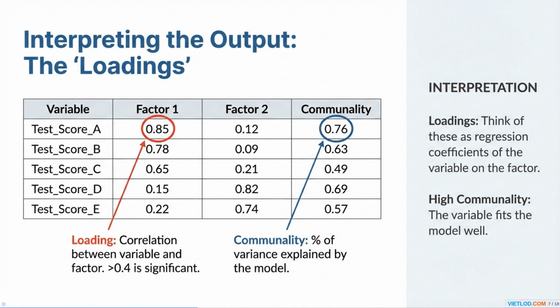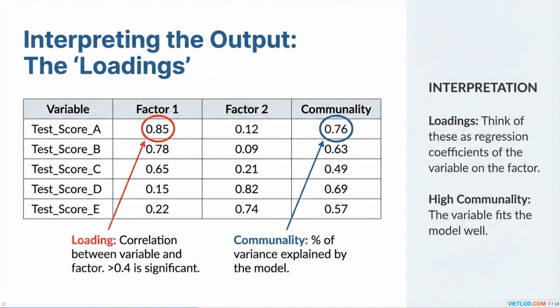The factor loading indicates the correlation between an observed variable and a latent factor. You can think of it as a regression coefficient. A high loading means the variable is strongly representative of that factor. As a rule of thumb, loadings greater than 0.4 are considered significant.